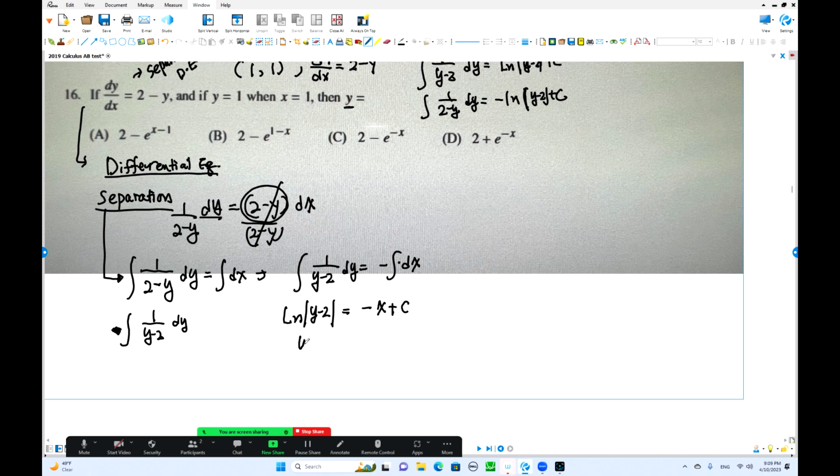What is the inside, the absolute value of y minus 2, equal to? That is the exponential form, okay? e to the what? Base number e to the minus x plus c, isn't it? That is the log expression, that is the exponential expression, okay?